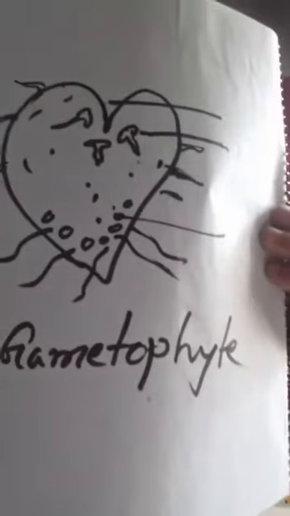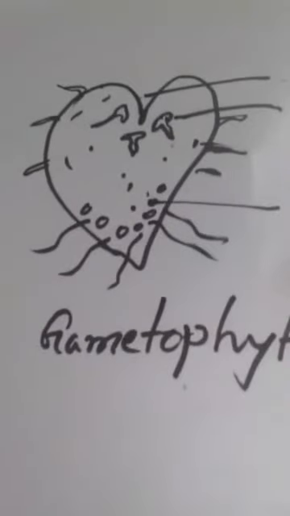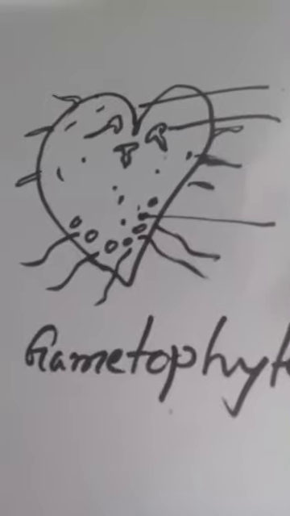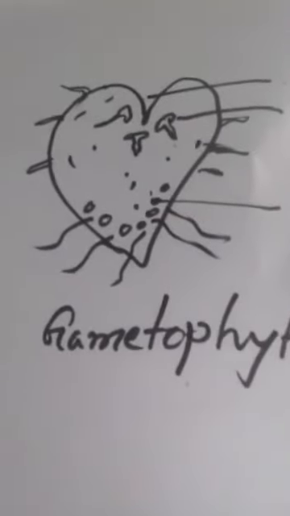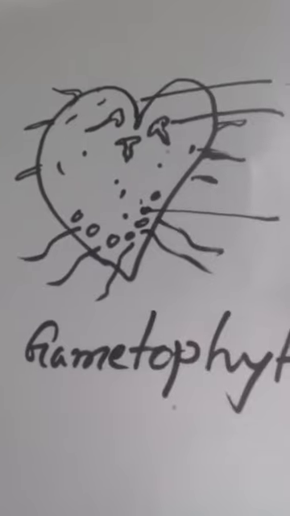This gametophyte is a heart-shaped green autotrophic structure. This autotrophic structure contains antheridium and archegonium. They are autotrophic because they have the ability to produce carbohydrate types of food, and by using this food they can survive. Okay, my dear students, this structure produces archegonium and antheridium.